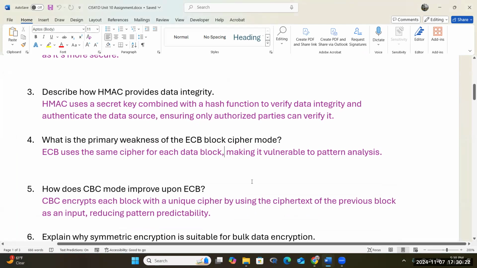ECB uses the same cipher for each data block, making it vulnerable to pattern analysis, because if I analyze it enough, I can predict its pattern. And if I have its pattern, then I can unlock the block. A lot of times we talked about key length. Key sizes are important. Sometimes a key can be captured or cracked, so we want to make sure that our key length is adequate. But in this case, to break it is going to be pattern analysis.